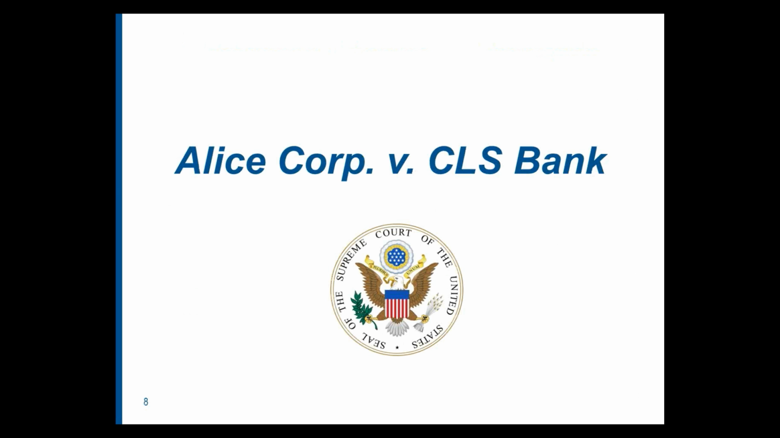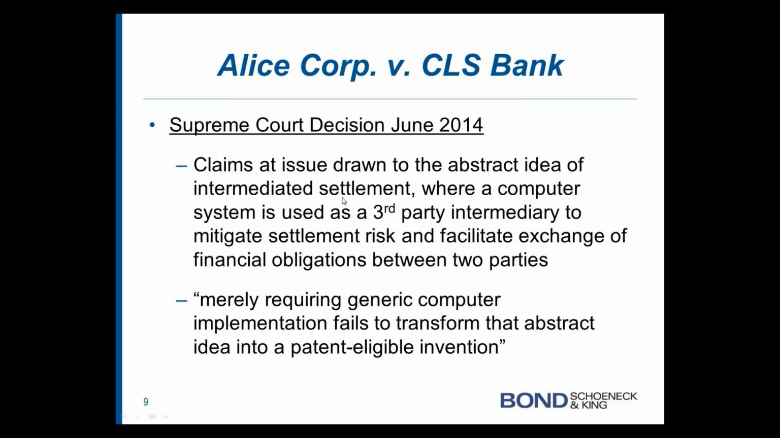So now we'll move into Alice Corp, the Supreme Court case from last June. Now, in this case, the claims at issue were drawn to, as the Supreme Court held, an abstract idea of intermediated settlement where there was a computer system, and the computer system was used as a third-party intermediary to mitigate settlement risk between two different parties. With the Supreme Court, one of the main points of the case was that merely requiring a generic computer implementation fails to transform an abstract idea into a patent-eligible invention.